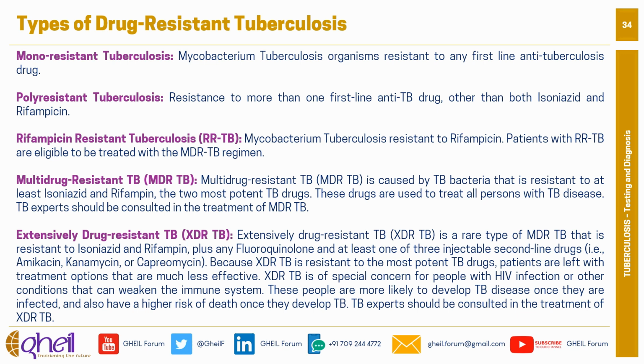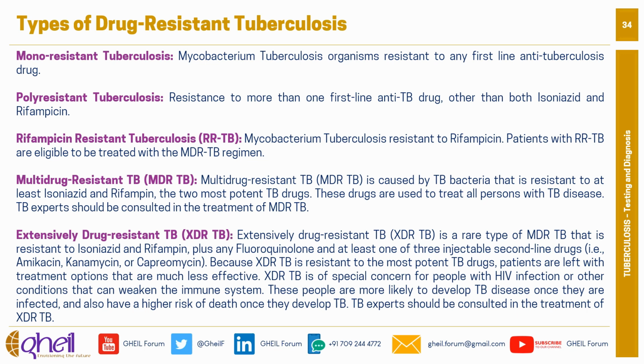Multidrug-resistant TB, MDR-TB. Multidrug-resistant TB, MDR-TB, is caused by TB bacteria that is resistant to at least isoniazid and rifampin, the two most potent TB drugs. These drugs are used to treat all persons with TB disease. TB experts should be consulted in the treatment of MDR-TB.